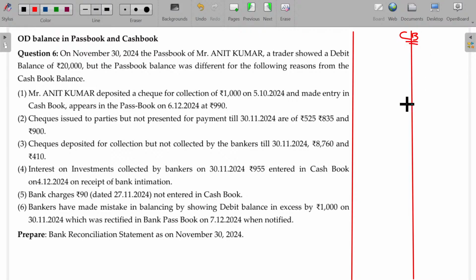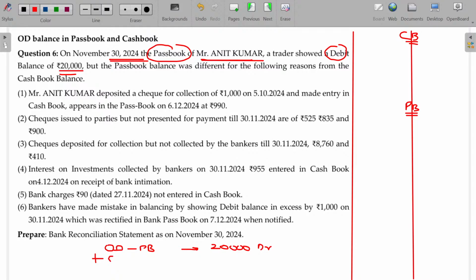Cash book and passbook. On November 30, 24, the passbook of Mr. Anit Kumar, a trader, showed a debit balance of rupees 20,000. Passbook showed debit balance. What does it mean? Overdraft as per passbook, value being 20,000 rupees. If passbook shows debit, it means it's an overdraft. So you have to add the credit balance and subtract the debit balance. So you'll get the other balance value.